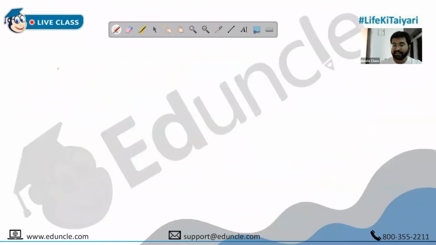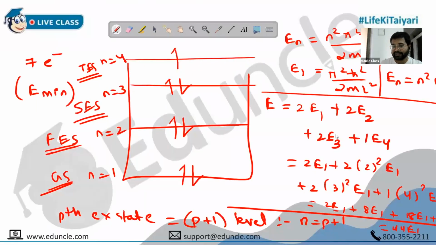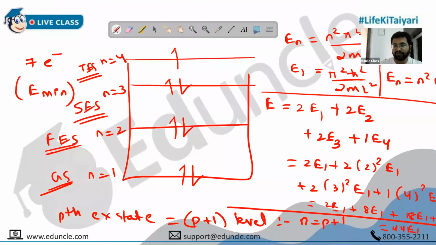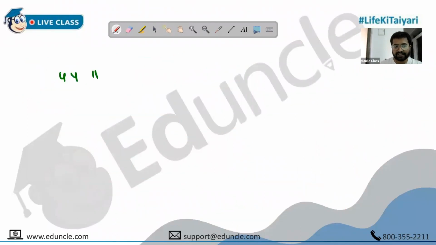Next. By the way, just another thing. When you write 44 E1, if it's a numerical answer type, then obviously you need to write the value of E1. So what is the value of E1? Pi square h cut square upon 2 m L square. So they will give you the value of length. They will give you the value of h or h cut. We already know the value of h or h cut.